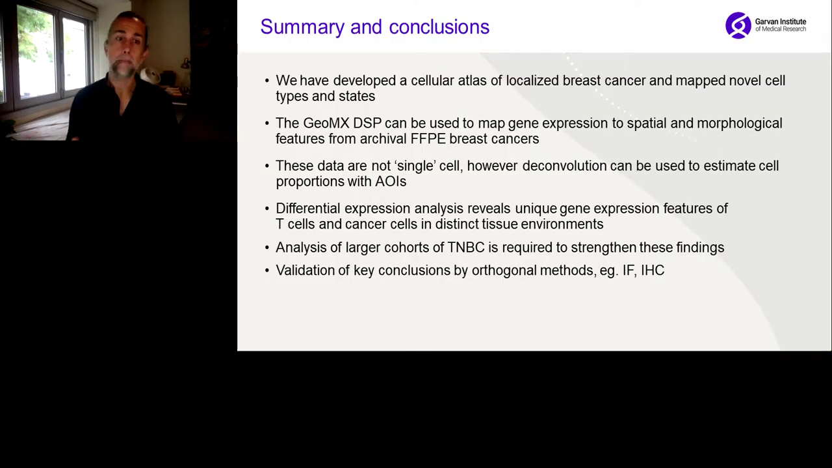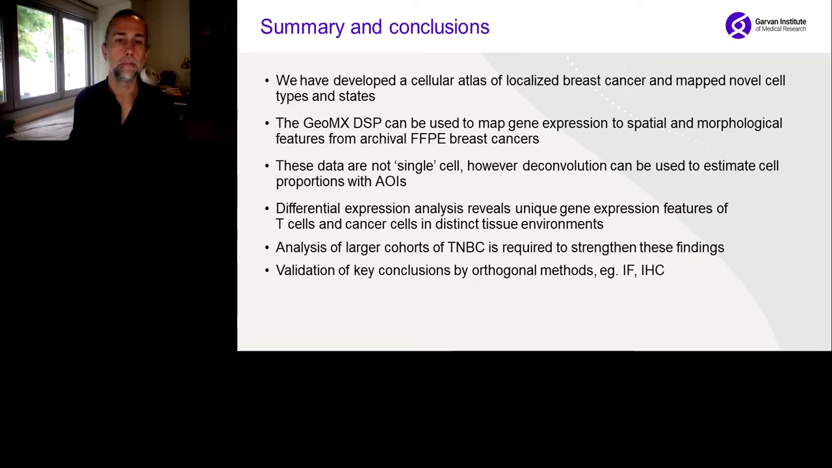So I'll just finish up by summarizing some of the findings here. We're developing this cellular atlas of localized breast cancer. We're also working on prostate cancer and other diseases. And using that, we've found a number of novel cell types and states that I didn't have time to talk about today. But what we're really pleased about is that this data seems to be compatible with the GeoMX DSP, which can be used not only for discovery work, because this is a whole transcriptome solution we're using here, but also to integrate with our single cell data.